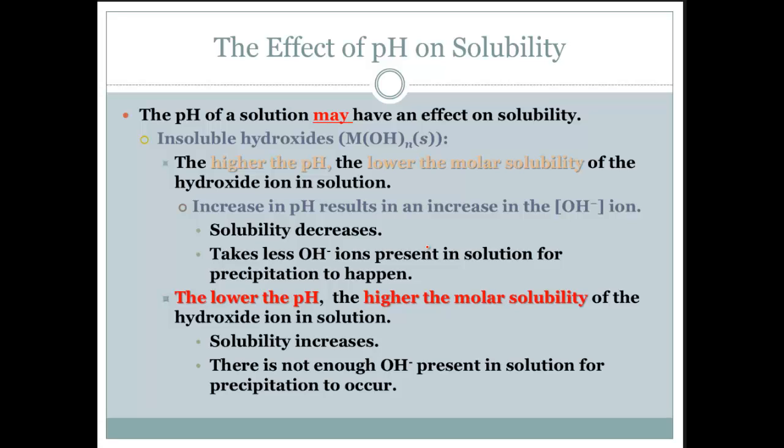If you lower the pH, the molar solubility of the hydroxide increases. The solubility increases because the OH and the H from the higher concentration of hydrogen are reacting. There is not enough OH present in the solution for the precipitation to occur. So the lower pH means that there's a greater number of H+, which means that'll balance out that hydroxide. So that means that more can dissolve.